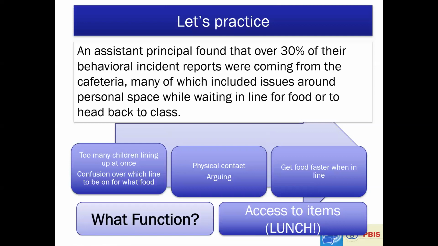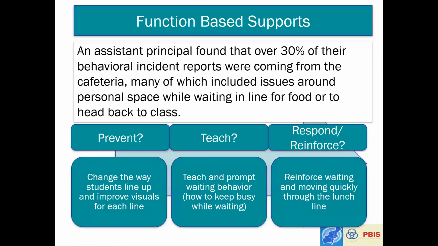Yeah. So if we take a function-based approach and look at that from our school-wide lens, or what would be needed for most or all kids, we find that we could prevent some pieces of that by changing the way students line up. Maybe include some additional visuals that help them know where to go or how to move through the cafeteria, who gets in line first and when they're exiting as a class. We could also teach and prompt ways of actually waiting more appropriately.